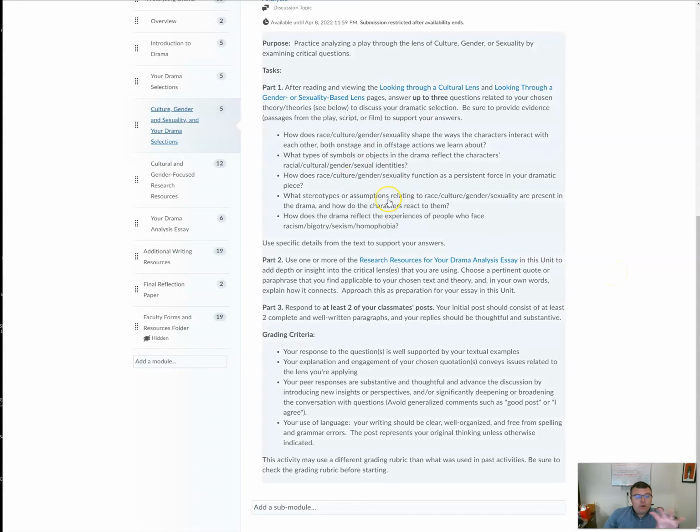So up here, we're answering these questions about the lens or lenses that you're looking at in relation to your text, so we're doing a little bit more of a broad overview. In the second part, you're going to choose one quote from the text you're working with and pair that up with the theory, and of course explain how those connections are appearing. And again, approach that like it's going to be purposeful work for your essay. And then of course respond to 2 of your classmates.